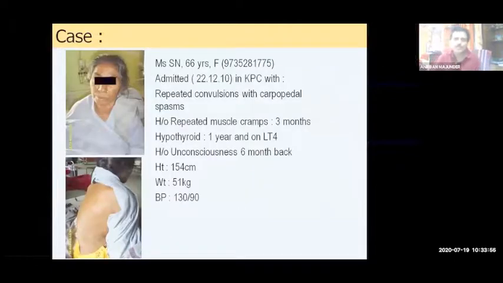Now, coming to my second case, this is a 66-year-old lady, admitted in 2010 with a history of repeated convulsions and carpopedal spasm. She has had repeated muscle cramps for the last 3 months. She has been hypothyroid for 1 year and was on levothyroxine therapy. She had a history of unconsciousness 6 months back.